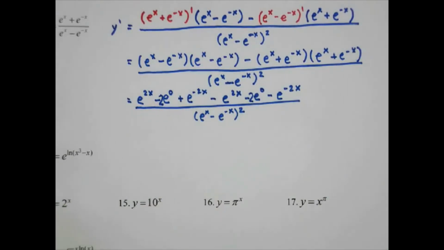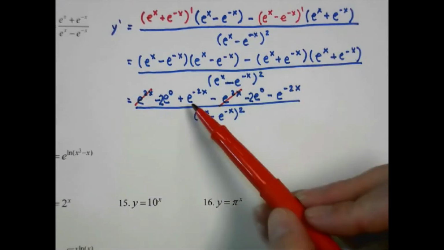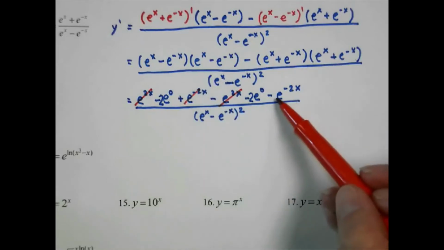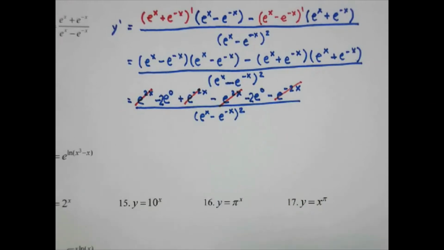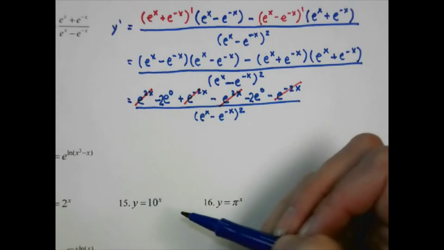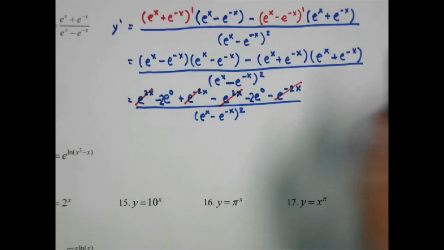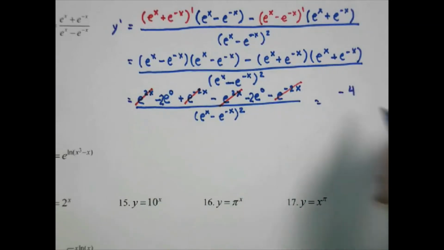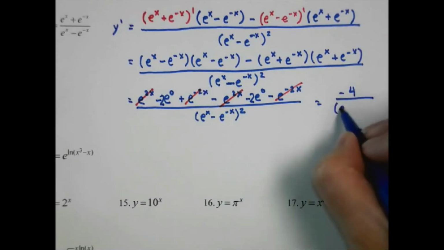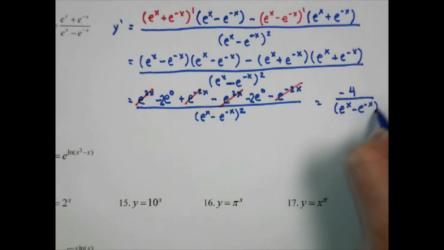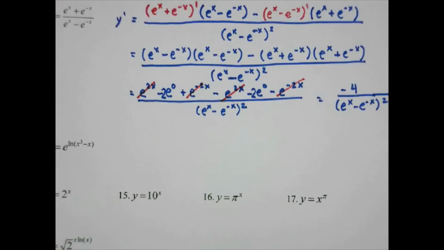So look at what we have. We have an e to the 2x minus an e to the 2x. We have an e to the negative 2x minus, so we have a positive and a negative of the same thing. So that leaves me with negative 2 e to the 0. e to the 0 is 1, minus another e to the 0. So we have a negative 2 minus 2, which gives me negative 4 over e to the x minus e to the negative x squared. Again, you don't have to simplify it like that, but just showing that it does there.